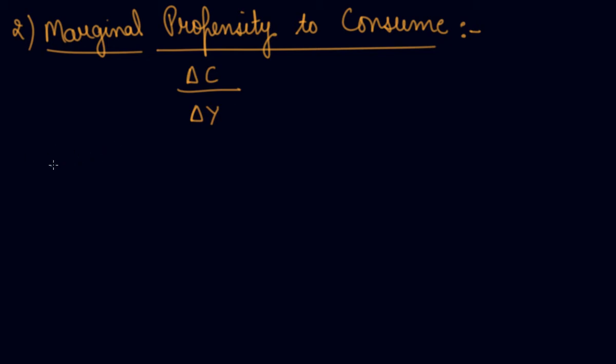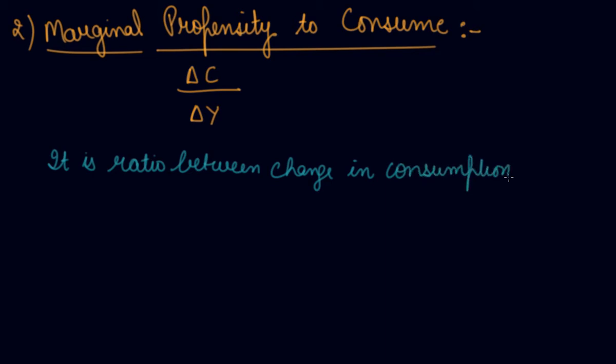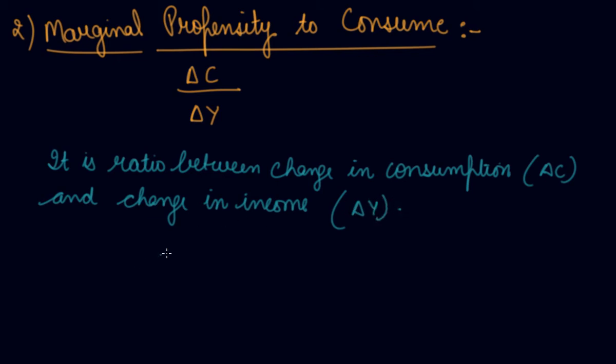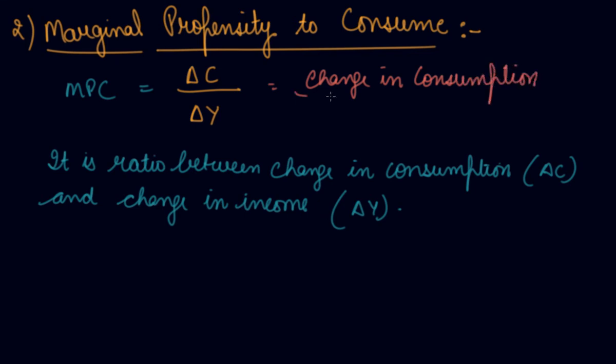So we can say it is a ratio between change in consumption and change in income, that is change in Y. So your marginal propensity to consume is change in consumption expenditure to change in Y, that is change in consumption divided by your change in income, right? So this is very easy.